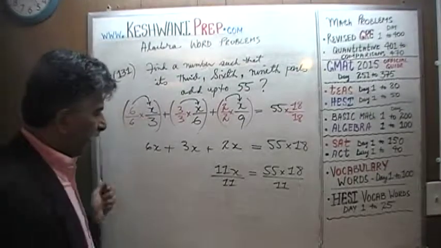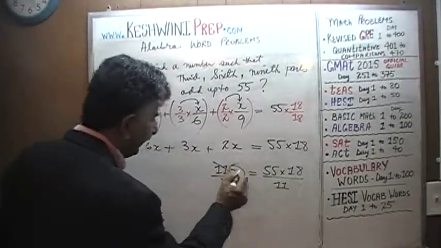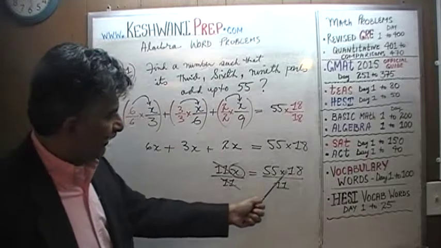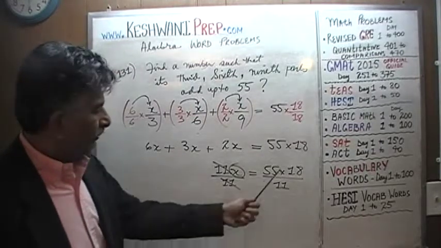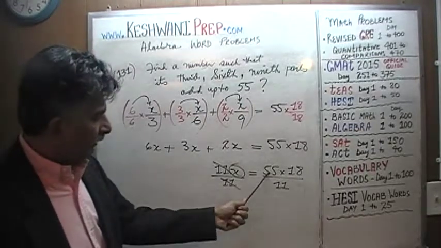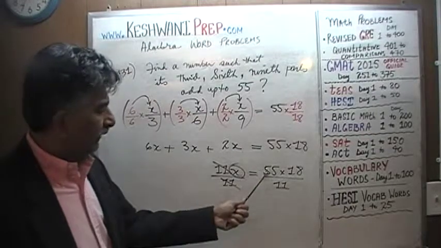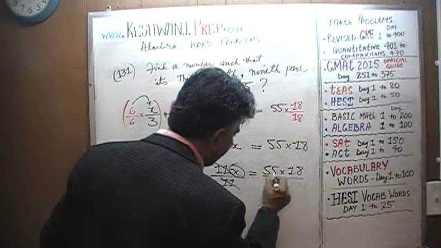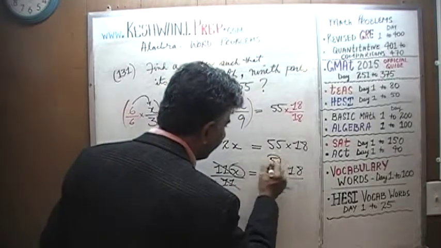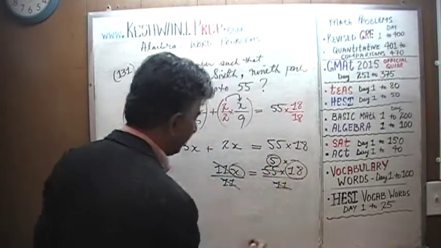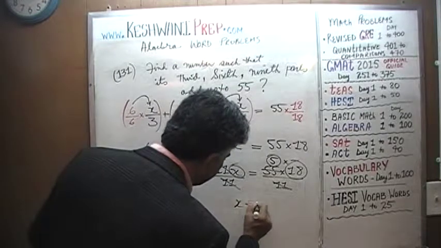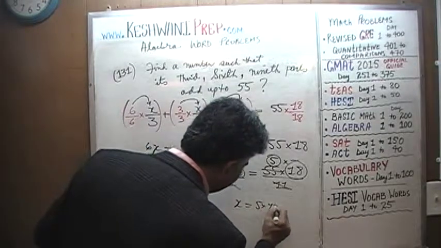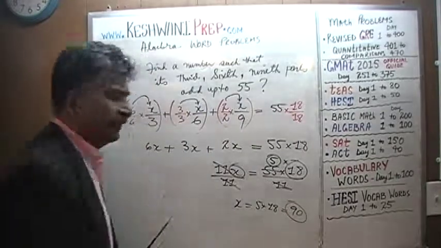We divide both sides by 11, the 11 goes away, and x would have to equal 55 times 18 over 11. We need to reduce it. We see 55 on the top, we see 11 at the bottom. Let's divide top and bottom by 11. If we divide top and bottom by 11, 11 goes away and 55 becomes 5. The answer is x equals 5 times 18. x equals 5 times 18, which is 90.